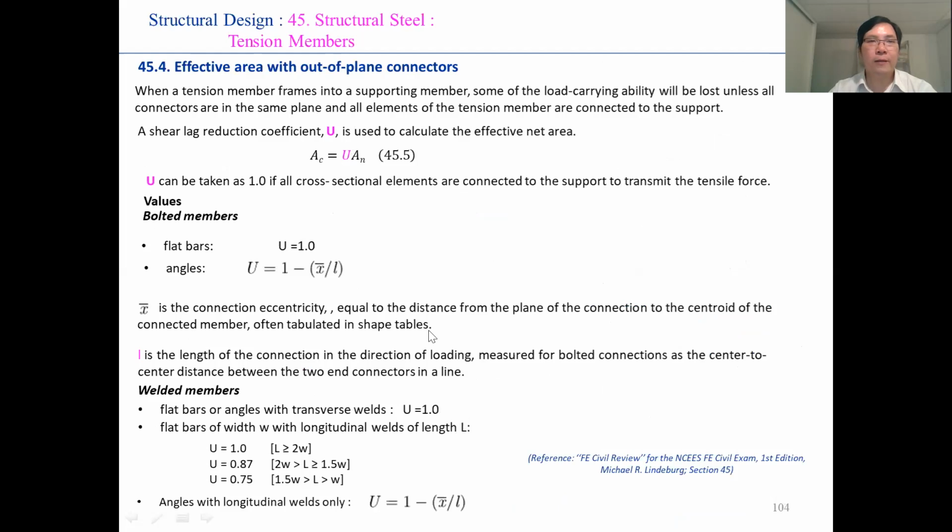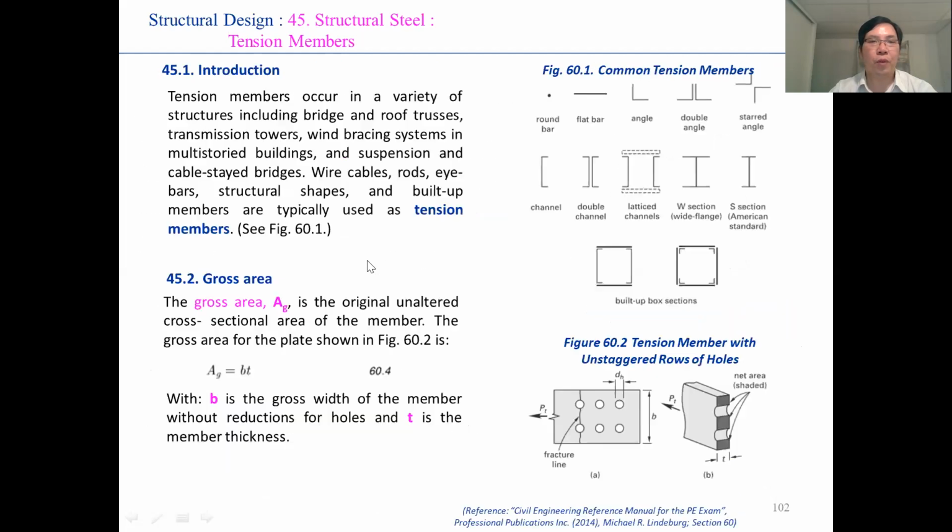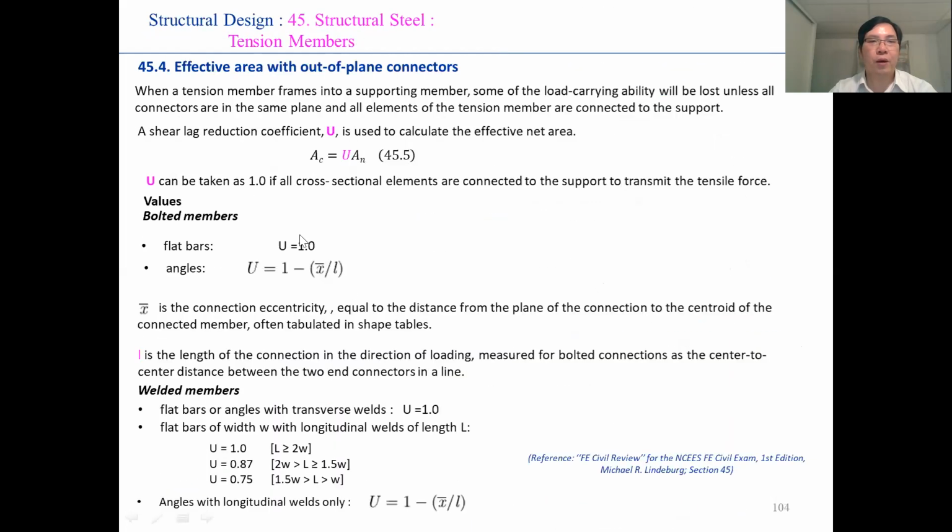In this slide, I show you some equations for calculating the effective area, including the shear lag factor. This equation is applied for bolted members, and this equation is applied for welded members, and this equation is used to calculate the effective net area.